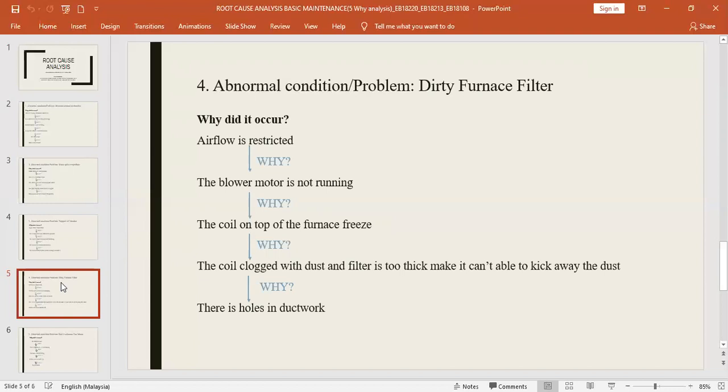And why did it occur? Because the coil is clogged with dust and the filter is too thick, so it can't kick and force away the dust. Why was the coil clogged? Because there are holes in the ductwork.